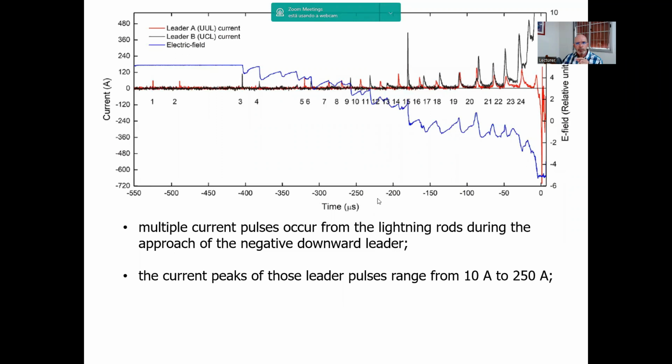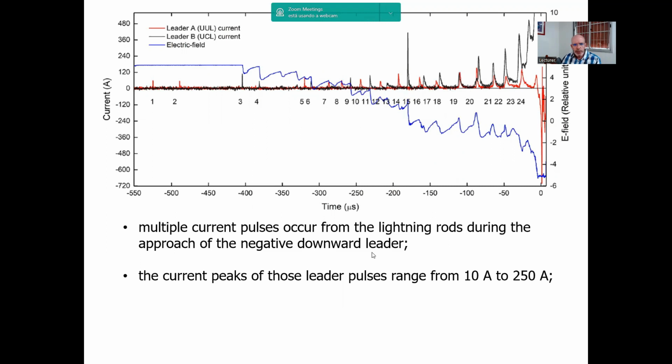In this case, you see that multiple pulses occur from the lightning rods during the approach of the downward leader. See red pulses alternating with black pulses, one leader alternating with the other. So it's kind of a competition between these two leaders trying to connect to the one that's coming from above, and they pulse alternately. But when the downward leader comes very close to the buildings, then they start to synchronize and pulse together, as you can see here.